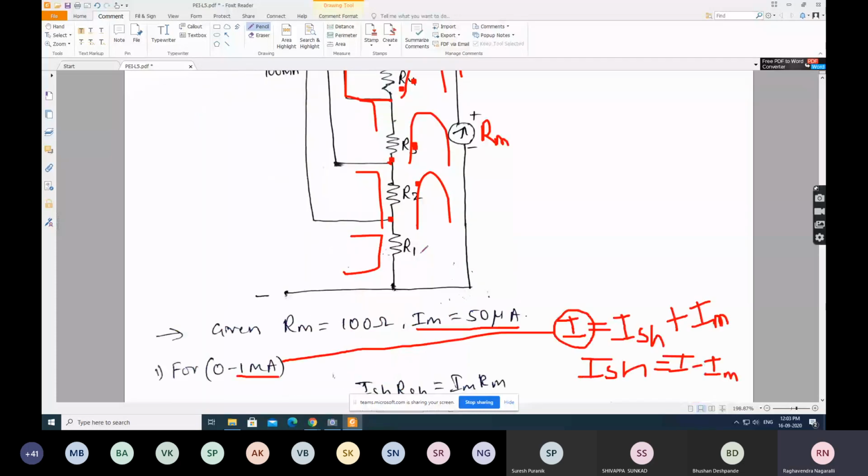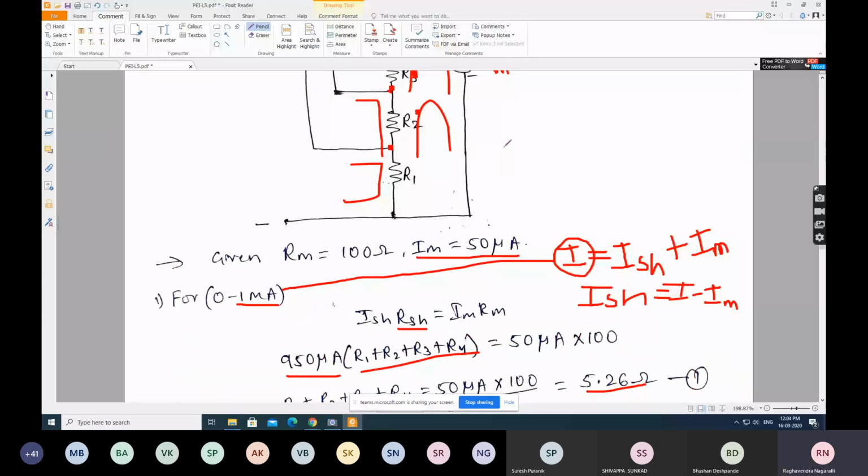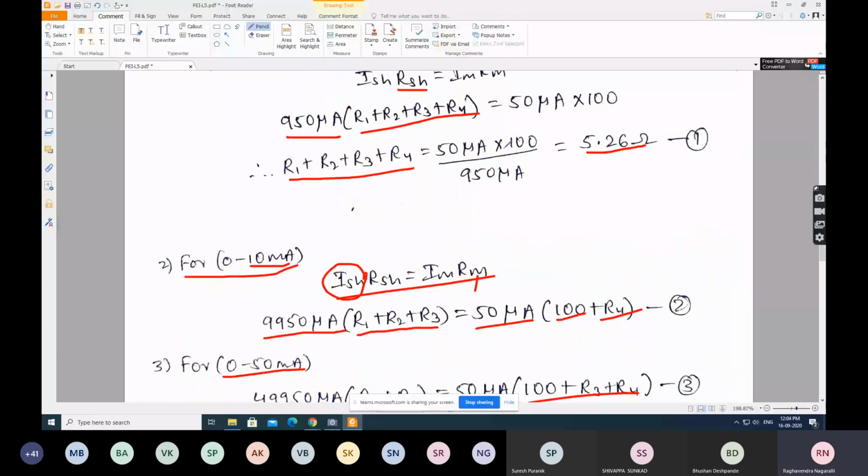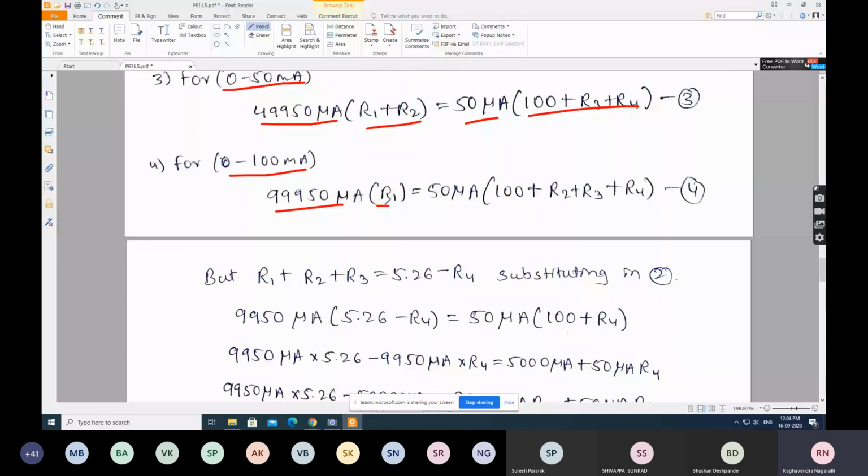Okay. So in this path, the path which is parallel to the basic meter, we have only one resistor, that is R1. And in the path which is having the basic meter, we have R2 plus R3 plus R4 plus Rm. So the RSH is having only R1, and this is the Im value, and in Rm we have the series combination of R2 plus R3 plus R4 and Rm. Rm value is 100. So now let's name these equations as 1, 2, 3, and 4.